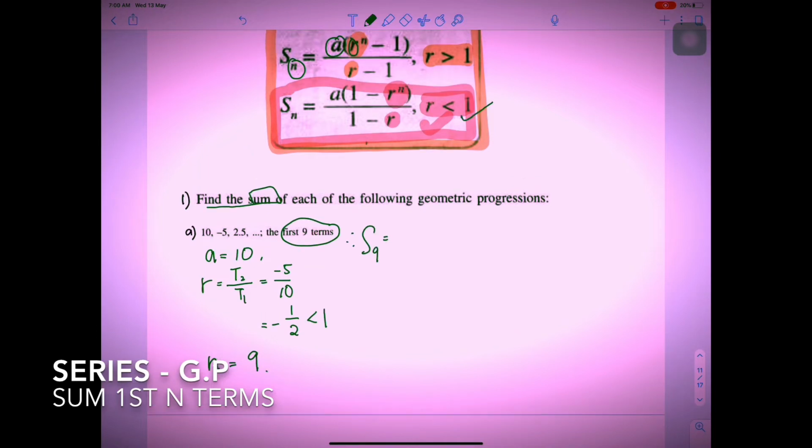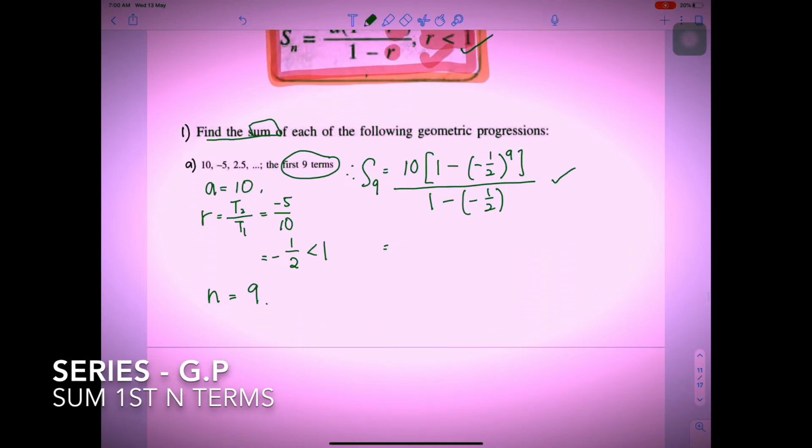By referring to the formula, substitute all the information that we collected. a is 10, times 1 minus r, which is negative 1 over 2, to the power of n equals 9, close bracket, over 1 minus negative 1 over 2, which is r. This is what we call the sum of the first n terms of the progression. What we do after this is, by using your previous skills, simplify until you get the final answer.